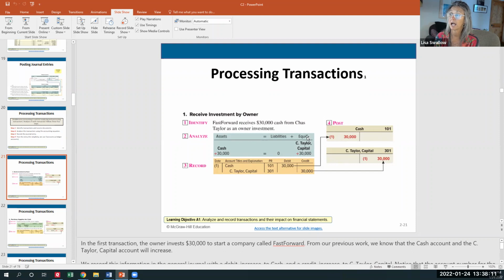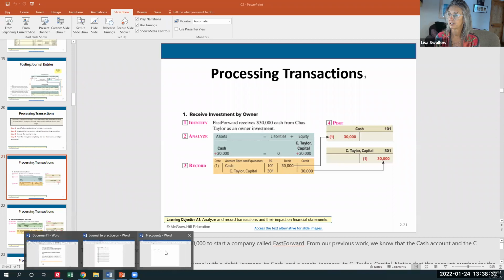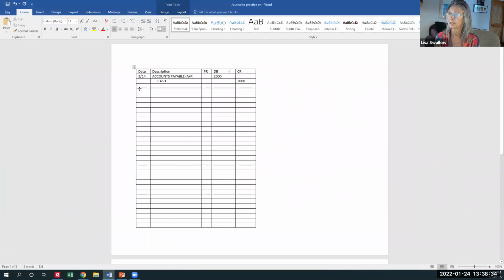And my equity of C. Taylor Capital went up. How do we make our capital account get bigger? We credit it. So please enter this transaction in your journal. And let's just say that was on the 1st of February. Remember, debits first. So we got a debit cash.